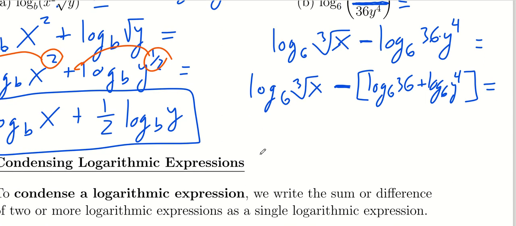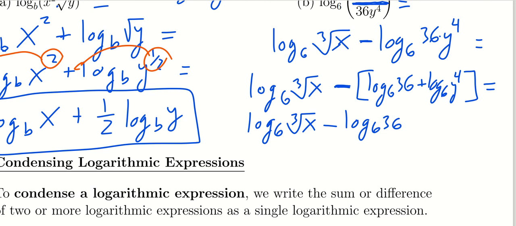From here, let's go ahead and distribute that negative sign through. So this would be minus log base 6 of 36, and then minus log base 6 of y to the 4th. And now we're ready to do the final simplification.